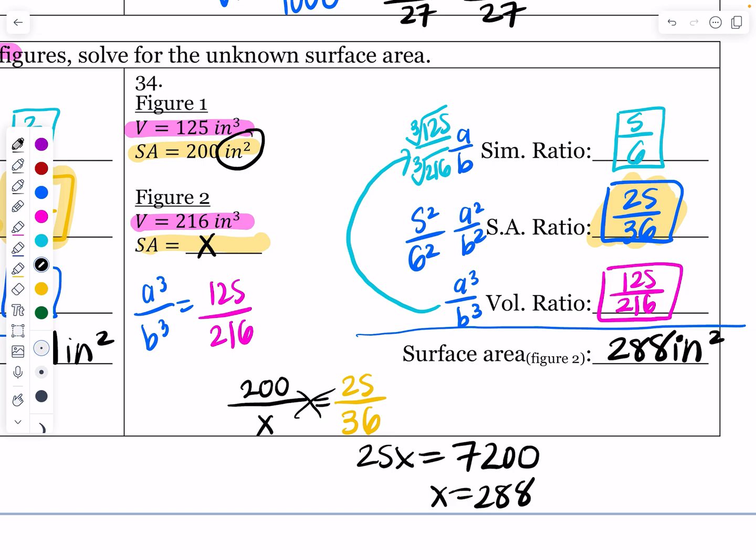So we just had to decide which of these 3 ratios I needed. Because I was working with surface area, that's level 2, which is 25 over 36. Set it equal to 200 over x and cross multiply.